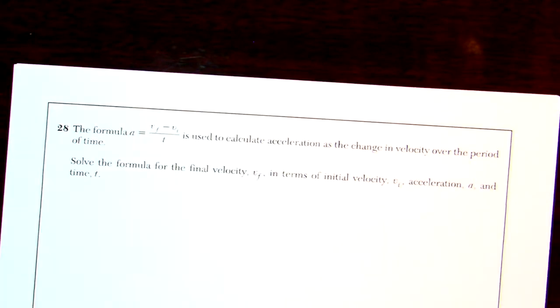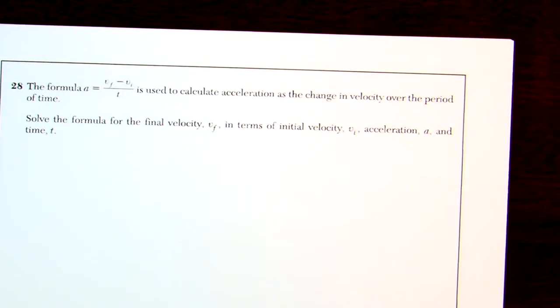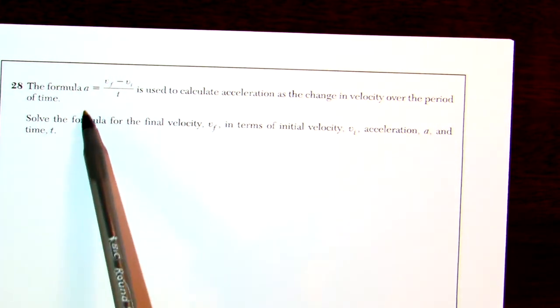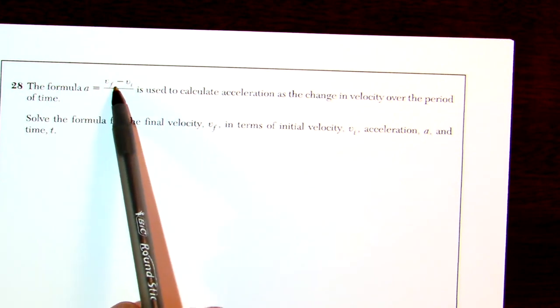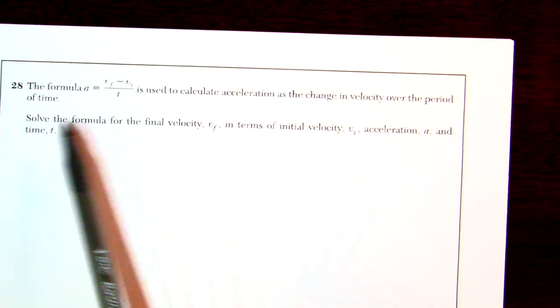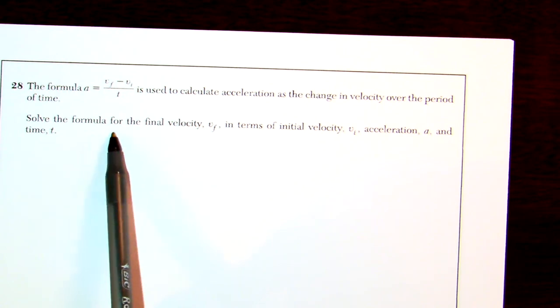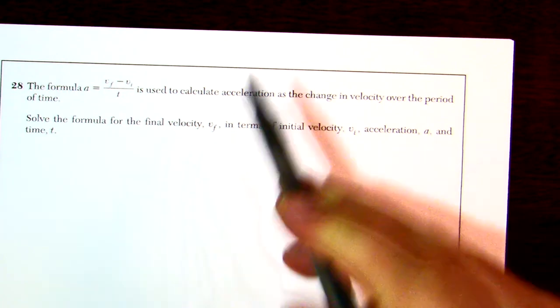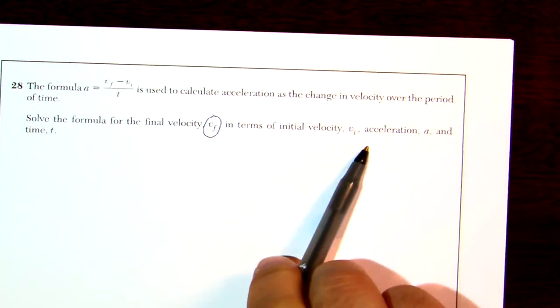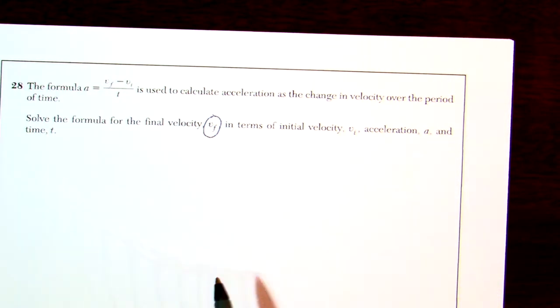Okay, 28. Looks difficult, but these are definitely doable. Remember the tricks that I taught you. It says the formula a equals v_f minus v_i over t is used to calculate acceleration as a change of velocity over a period of time. Solve the formula for the final velocity, so you want to get this by itself, in terms of the initial velocity, acceleration a, and time t.